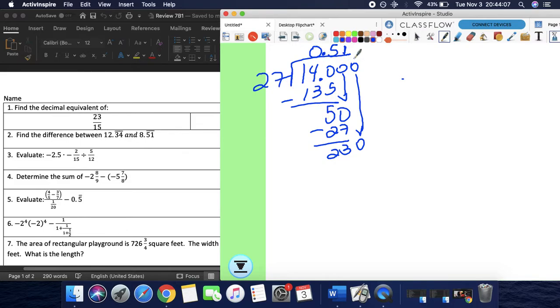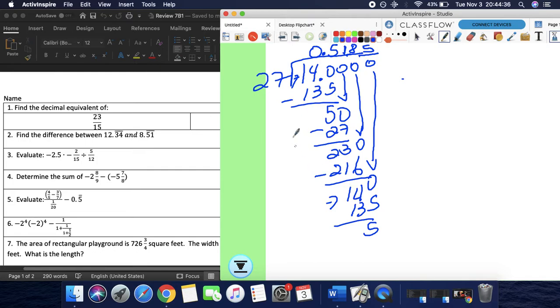27 goes into 230 8 times. 8 times 7 is 56. Carry 5. 8 times 2 is 16. 16 plus 5 is 21. Subtract this. 230 minus 216 is 14 left over. And I can already see a pattern. Notice that the number 140 shows up again, and we started with 140. Right, so 27 goes into 140 5 times, which is going to be 135, 5 left over, and then you can see that these numbers are going to repeat again.